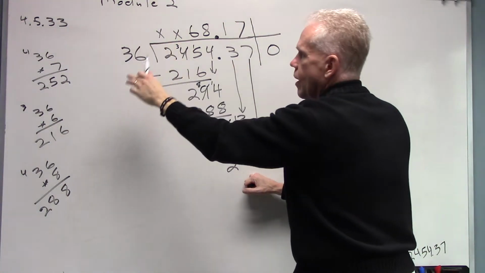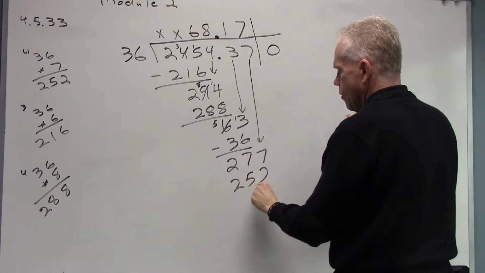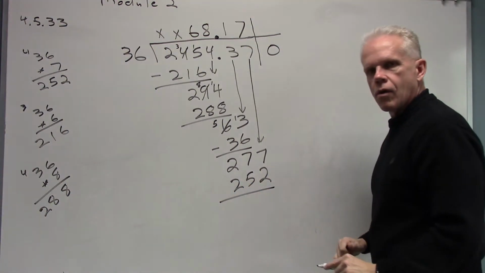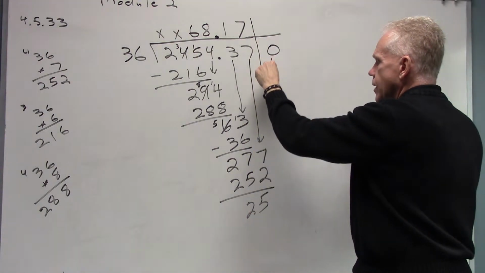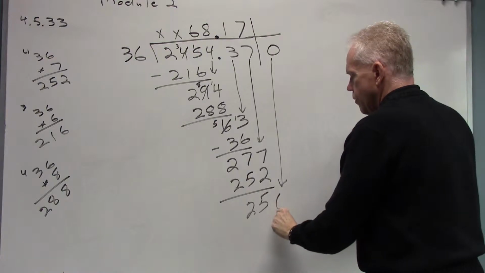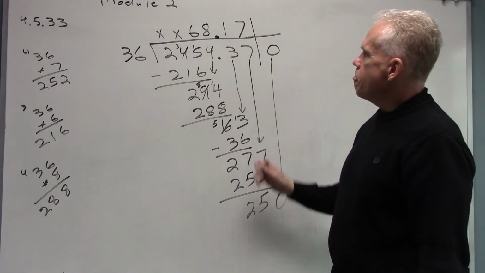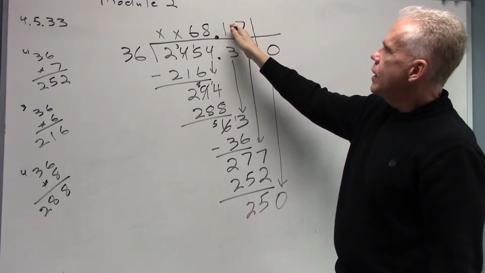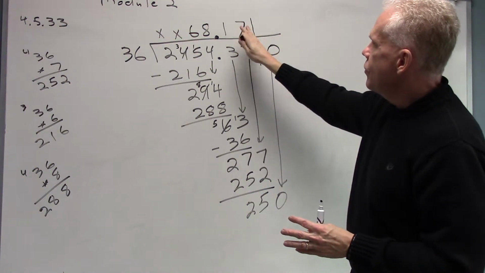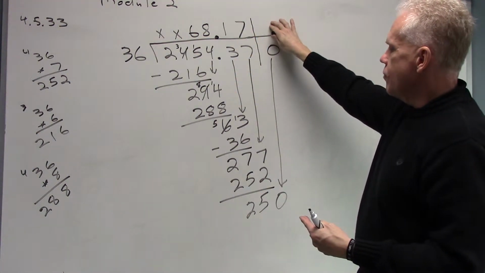7 times 36 right there is 252. All right, I'm going to subtract. I'm going to get 5. I'm going to get 2. And I'm going to bring down this last 0. Okay, now at this point, this is what I'm rounding, the 7. I'm only interested in whether or not it should stay a 7 or if it should go up to an 8 because of what comes after it.